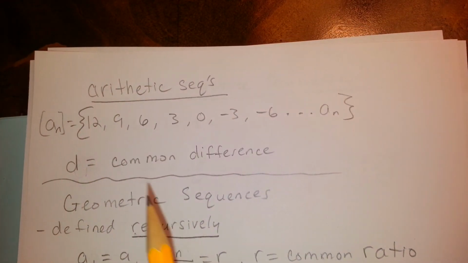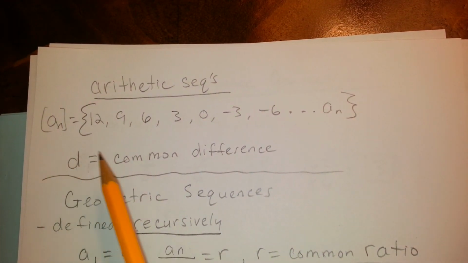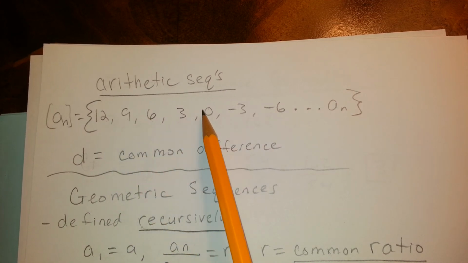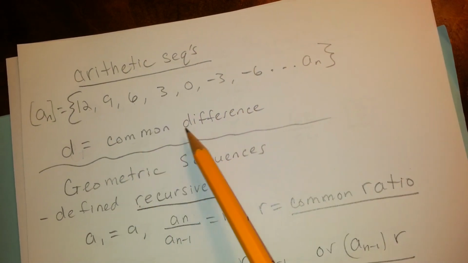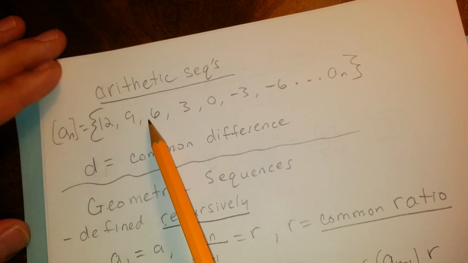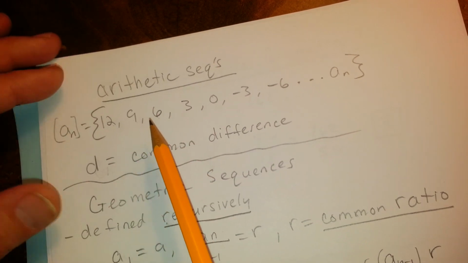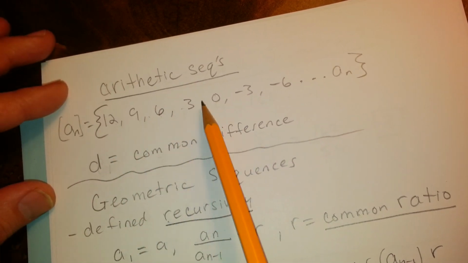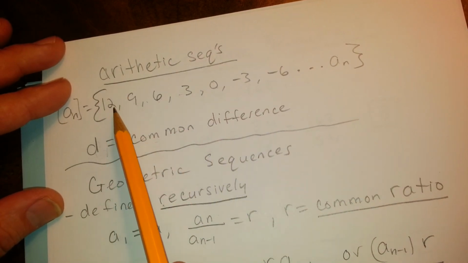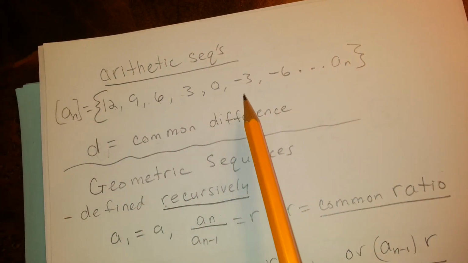We were talking about arithmetic sequences last week. Arithmetic sequence here: 12, 9, 6, 3, 0. Notice we have a common difference. It's a linear type relationship. We lose 3 every term. In this case, we're down 3 every term, but there's a common difference.